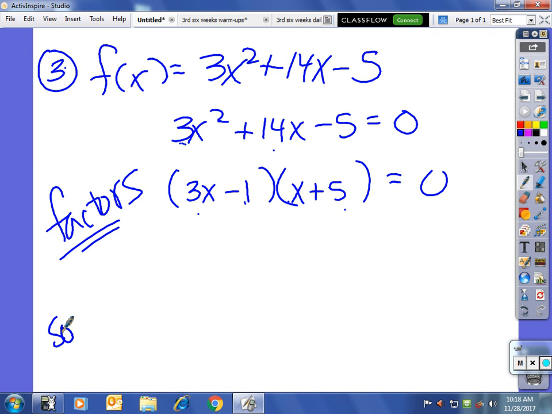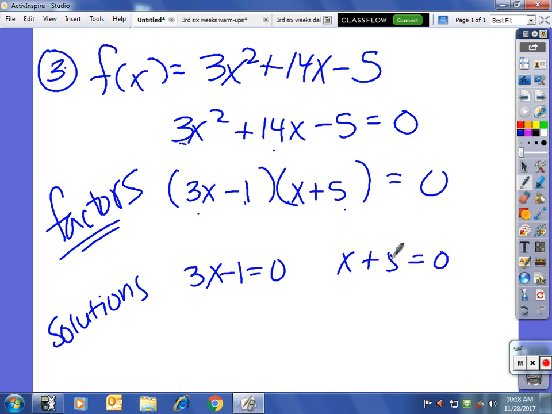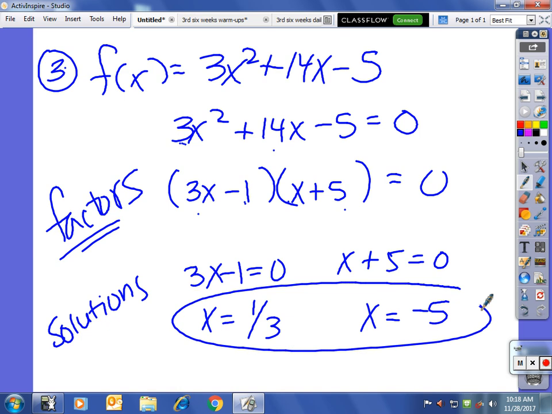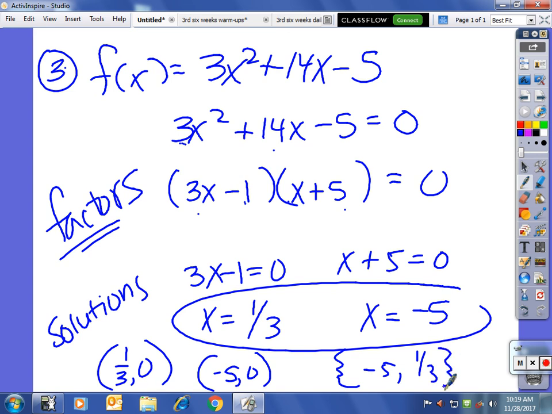Now, to lead to my solutions, in other words, my zeros, my roots, my x-intercepts, I have to set each little factor by itself equal to 0 and solve these little baby equations. If 3x minus 1 equals 0, what does x equal? 1/3. If x plus 5 equals 0, what does x equal? Negative 5. There's my two solutions. I have found two important points on this parabola. And if I wrote them as points, what would it be? 1/3, comma, 0, negative 5, comma, 0. And if I wrote it in set notation, it'd be 1/3, comma, negative 5, or negative 5, comma, 1/3, with that fancy set notation.